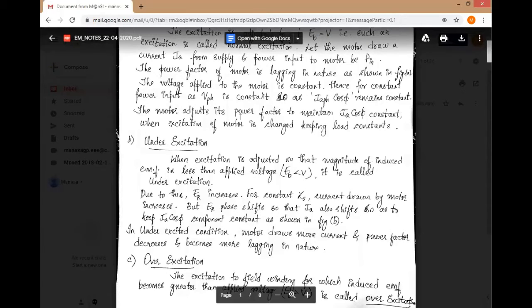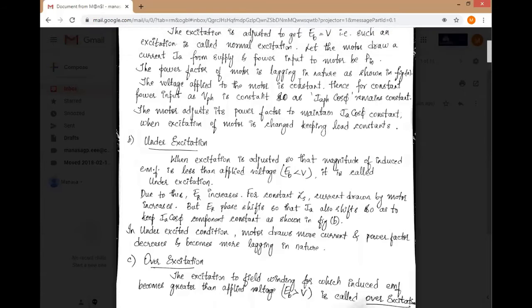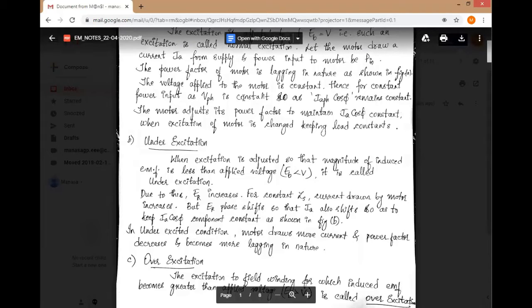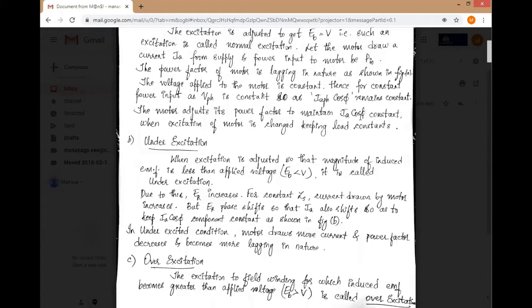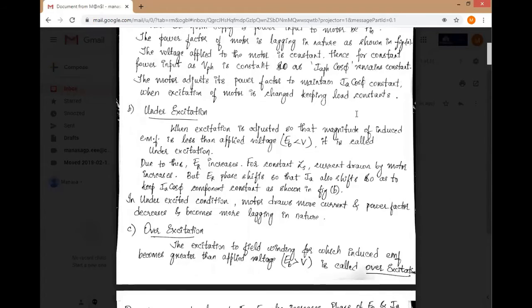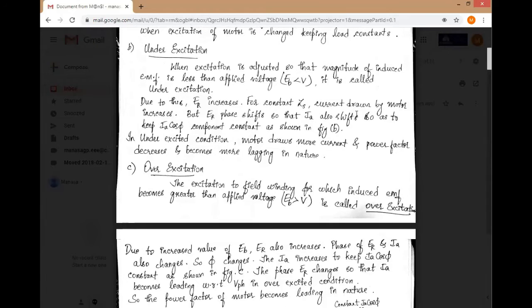Now the motor adjusts its power factor. So in case you are changing the value because of some variation, if this Ia changes, then the motor will adjust its power factor by itself so as to maintain ultimately the Ia cos phi constant. How it is, we will just observe now. The next condition, we will go to under excitation.